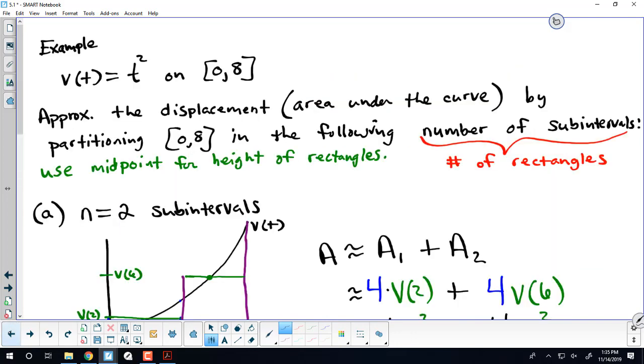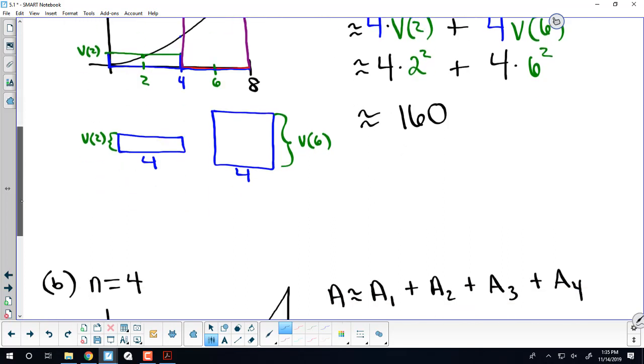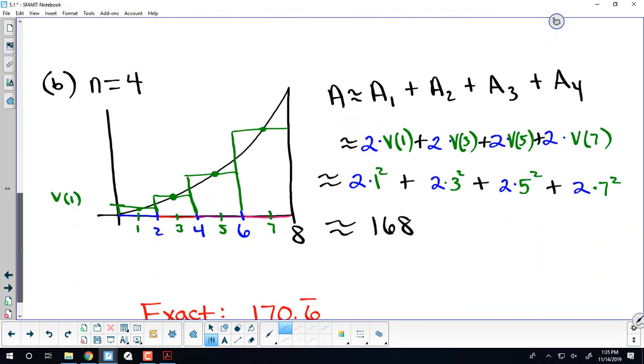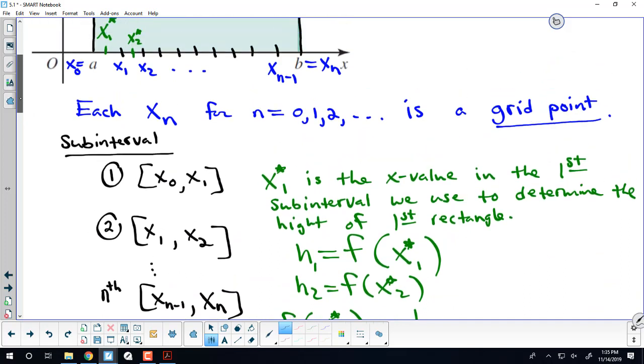So we had 0 to 8. This was x sub 0, this is x sub 1, this was x sub 2. That's 2 rectangles. This was x sub 0, 1, 2, 3, 4. That gives us 4 rectangles. We're just making this a lot more generic.